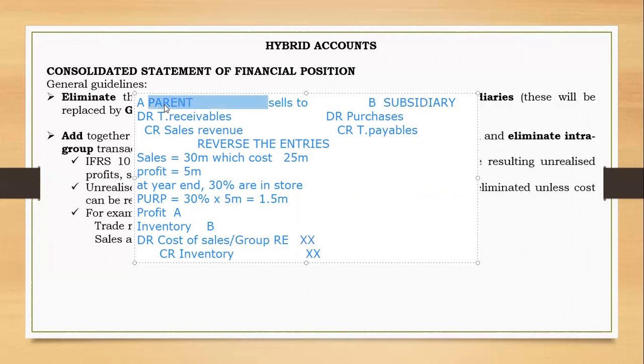Suppose A was the subsidiary, and now B was the parent. If A was a subsidiary and B was a parent, what would you have done here? A is the subsidiary, and B is the parent. A sells to B. What would you have done? If B is the parent, and A is a subsidiary, yes?